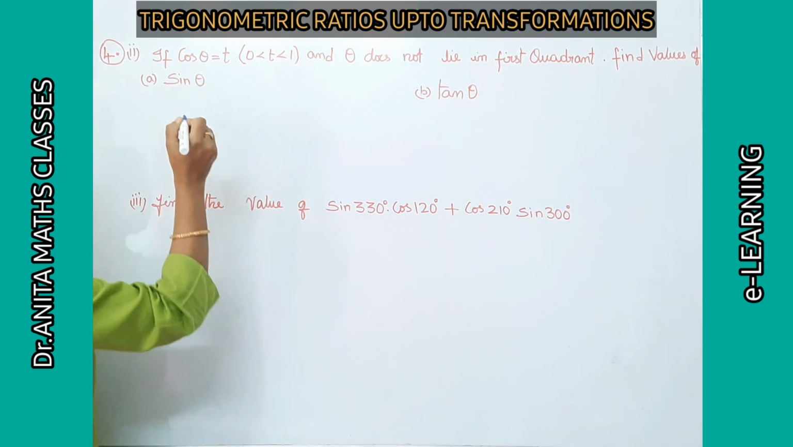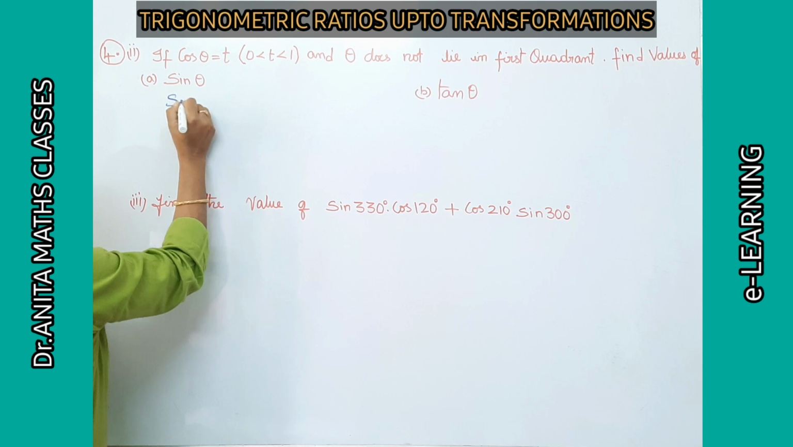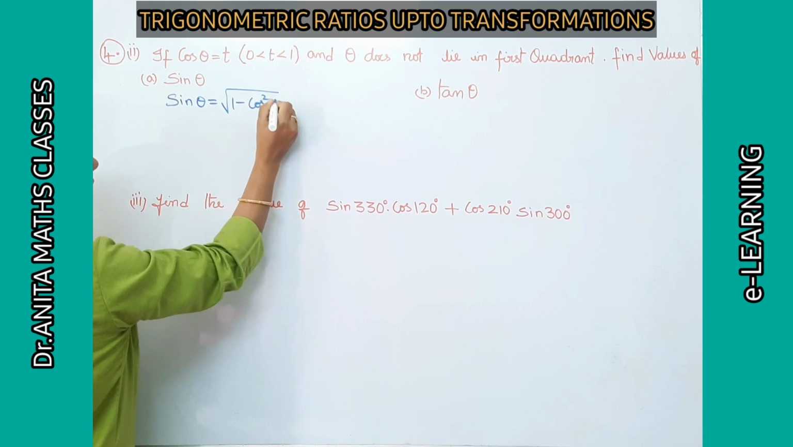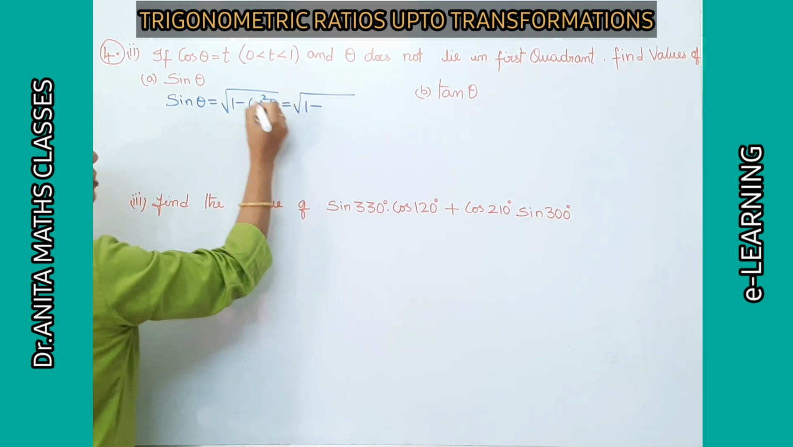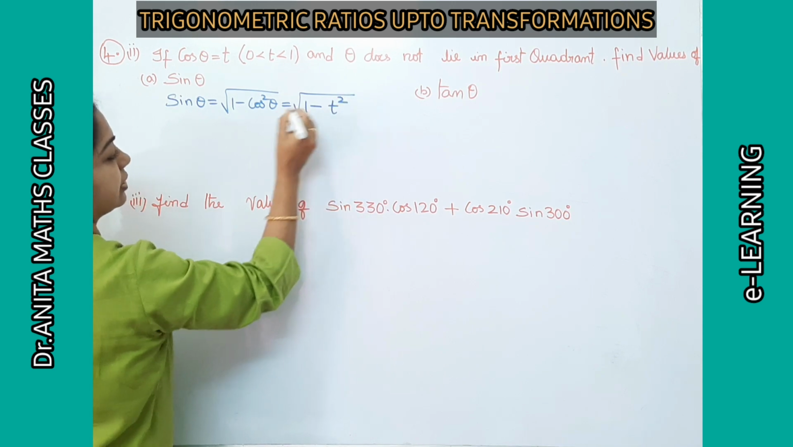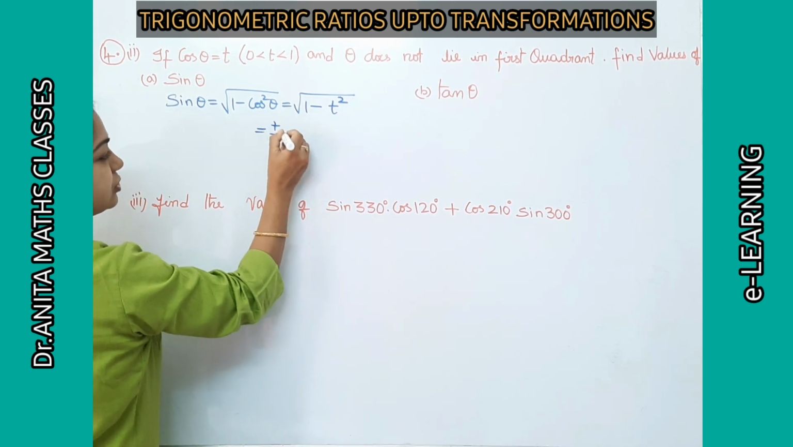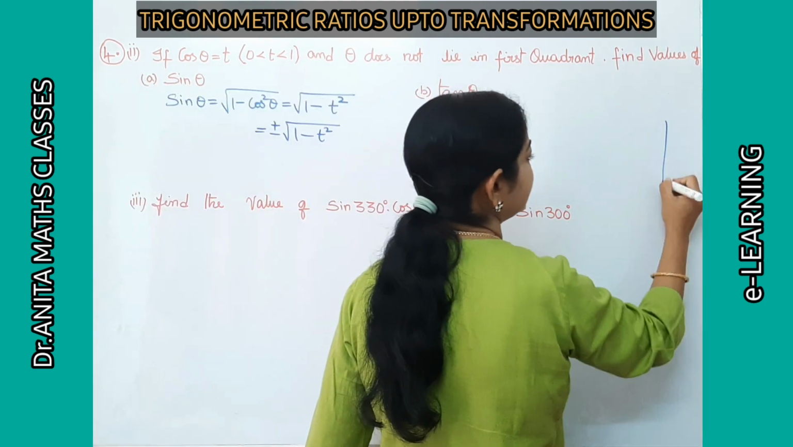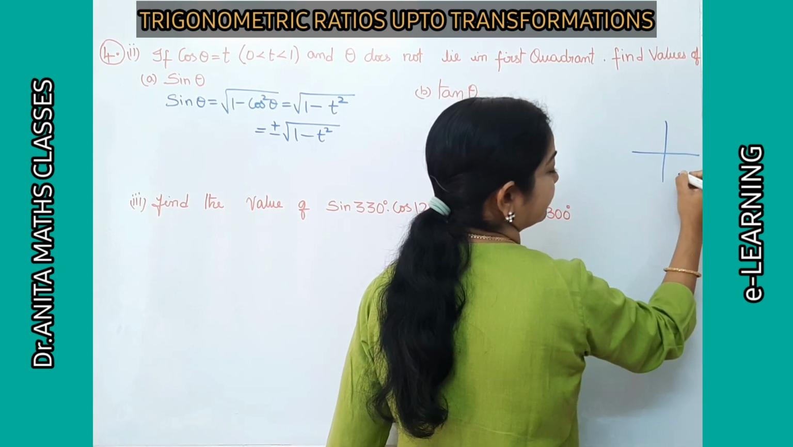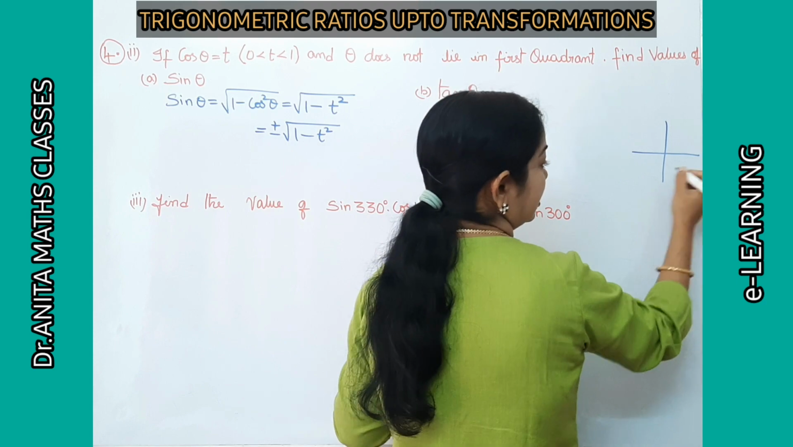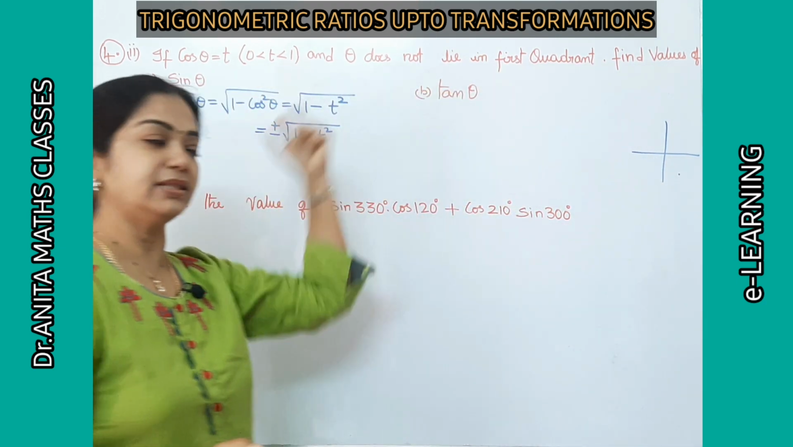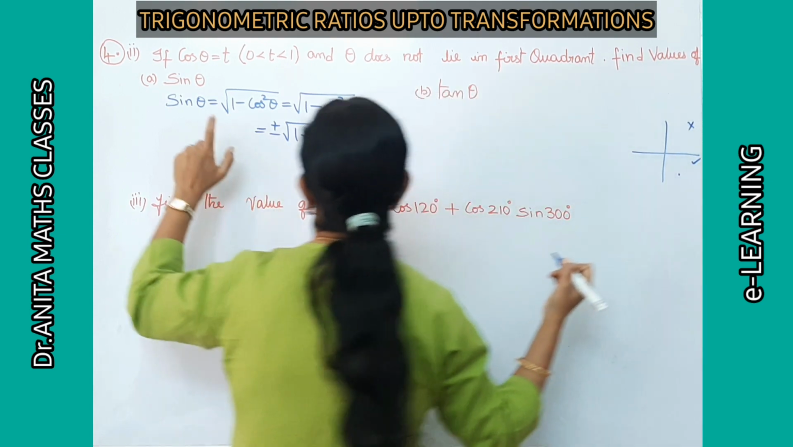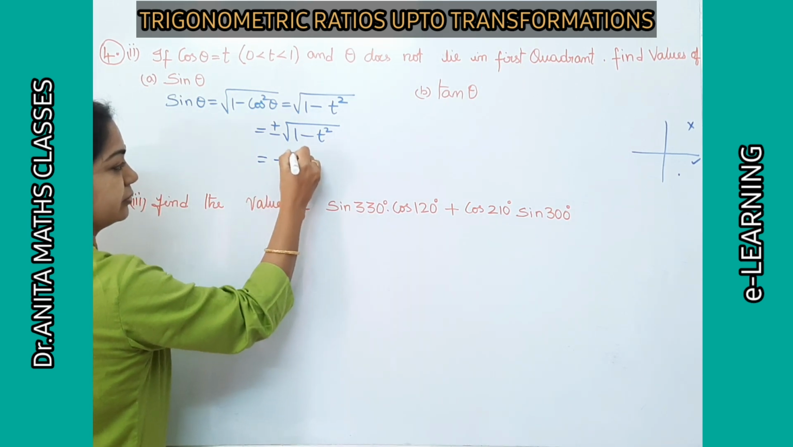By the first trigonometric identity, I can write sine theta as root of 1 minus cos square theta. Now cos theta value is t, so t square. That means I can take plus or minus root of 1 minus t square. But if you see the quadrant system, it is not lying in the first quadrant, so it surely lies in the fourth quadrant. In the fourth quadrant, sine is negative, so we have to take only the negative value.